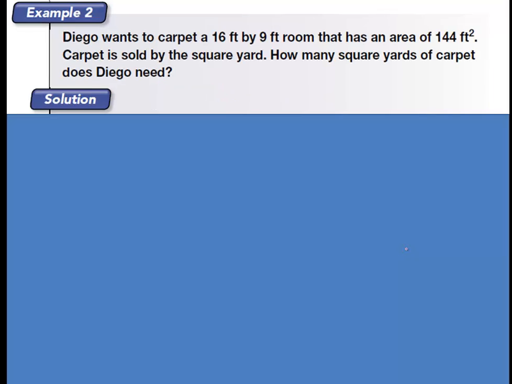Diego wants to carpet a 16-foot by 9-foot room that has an area of 144 feet squared. The most important information there isn't so much this, but it's this: the area that it needs to cover is 144 feet squared. Carpet is sold by the square yard, so how many square yards of carpet does Diego need?